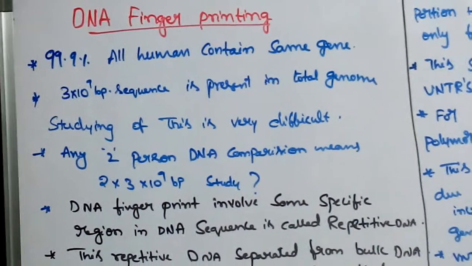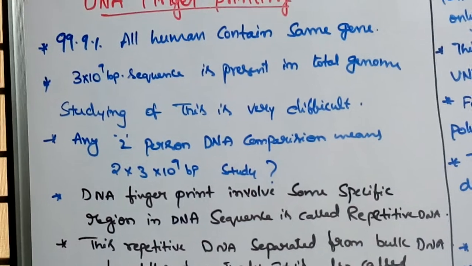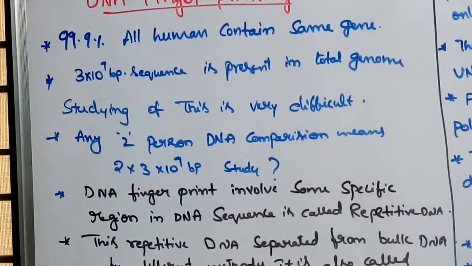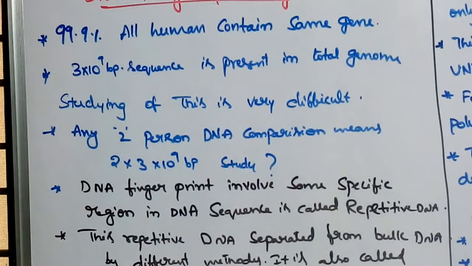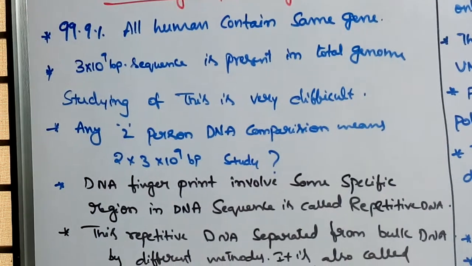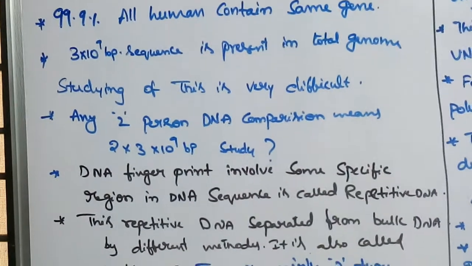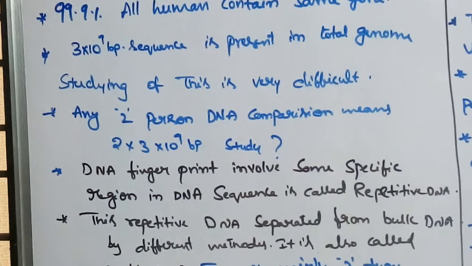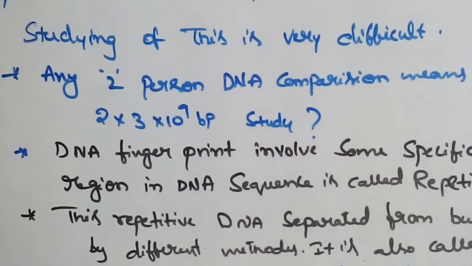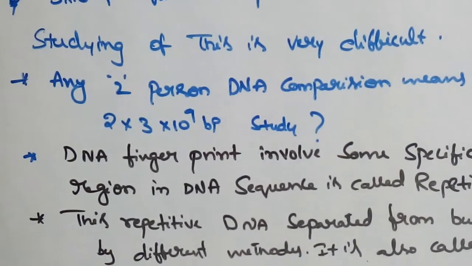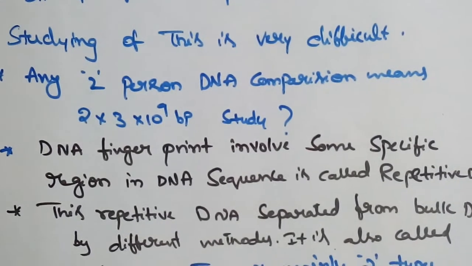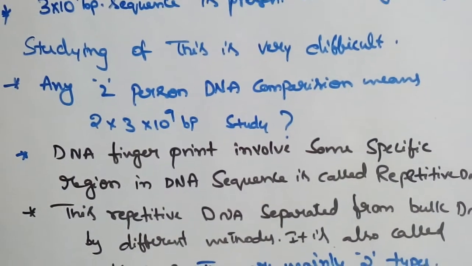99.9% of all humans contain the same genes. The total gene has 3 into 10 to the power of 9 base pair sequence, and you want to verify that gene. If you want to compare the DNA of any two persons, studying 3 into 10 to the power of 9 base pairs is very difficult. To overcome such a problem, DNA fingerprint is helpful for us to study the DNA sequencing.